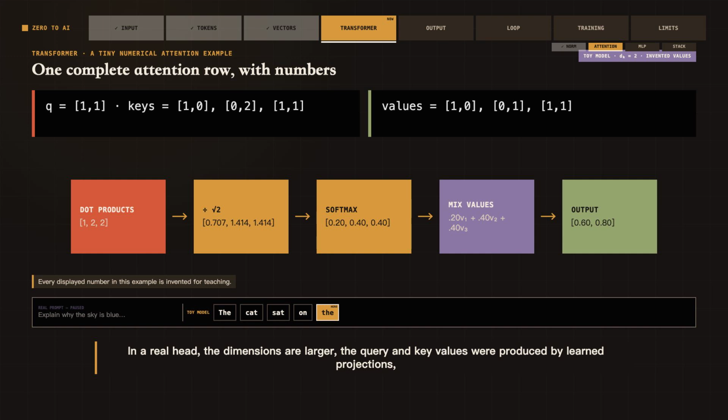In a real head, the dimensions are larger. The query and key values were produced by learned projections. Position information affects the comparison, and the calculation runs for many positions in parallel, but the mathematical sequence is the same.